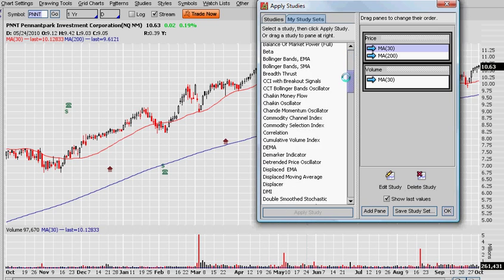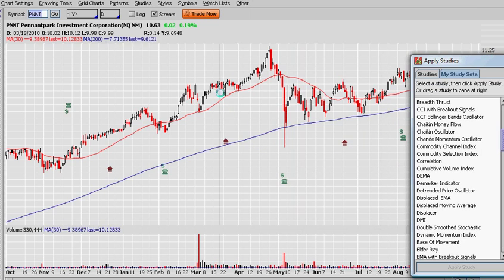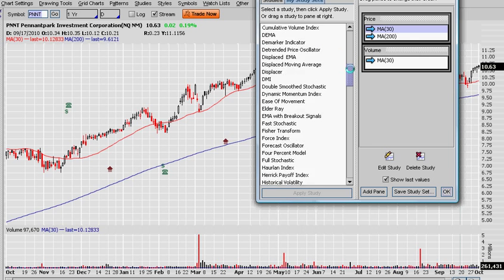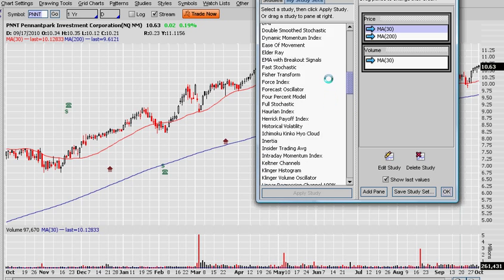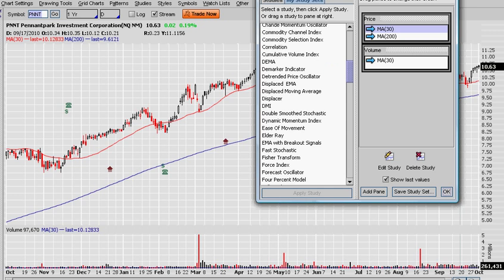We have all kinds of different studies, from moving averages, which I listed on the chart, to things that we've never even heard of, like the Harlan Index and the Herrick Payoff Index. I don't even know what these are. So we're going to use something called Bollinger Bands, which project a moving average, and then they put two bands around the moving average. The distance between them is two standard deviations away from the moving average, plotted above and plotted below.